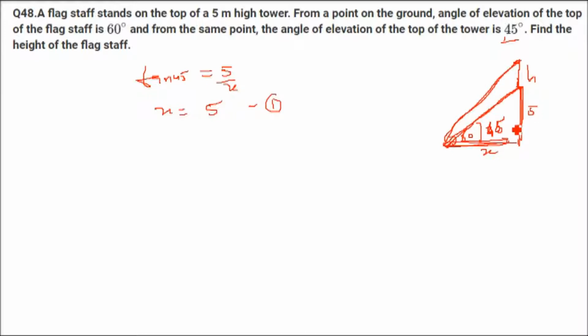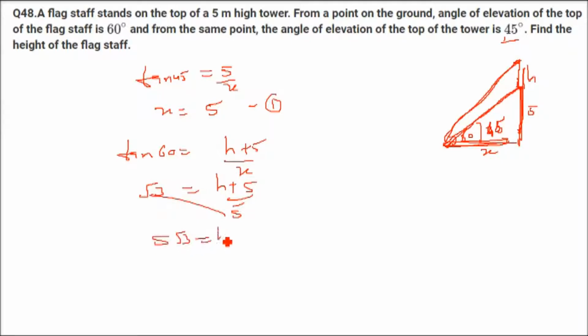Now coming to this bigger triangle, tan 60 degree. So tan 60 degree will be what? Perpendicular, that is h plus 5. This is h and this is 5 by x. Now we know that x is equal to 5, so we can directly put 5 here, and tan 60 is root 3. So h plus 5, x I'm putting as 5. Now take this there, it will be 5 root 3 equal to h plus 5. Now bring it here. So h will be 5 root 3 minus 5.